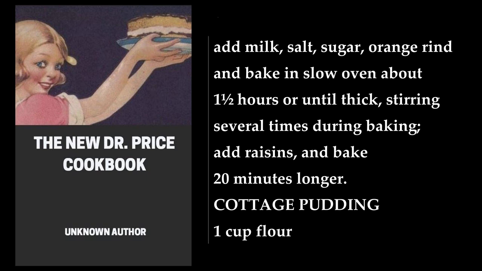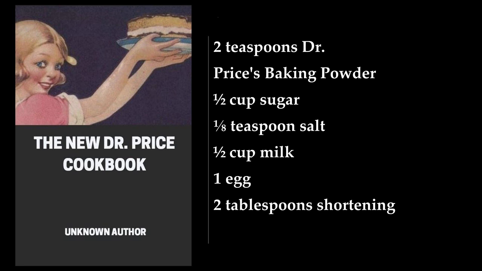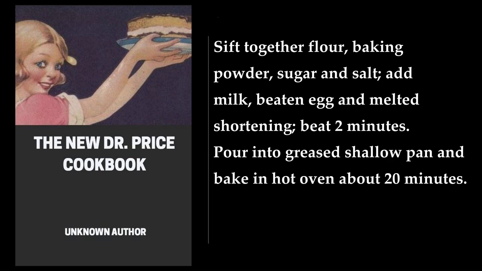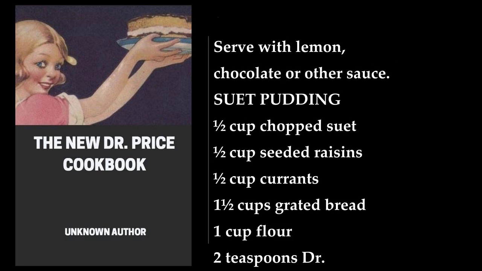Cottage pudding. 1 cup flour. 2 teaspoons Price's baking powder. 1/2 cup sugar. 1/8 teaspoon salt. 1/2 cup milk. 1 egg. 2 tablespoons shortening. Sift together flour, baking powder, sugar and salt, add milk, beaten egg and melted shortening, beat 2 minutes. Pour into greased shallow pan and bake in hot oven about 20 minutes. Serve with lemon, chocolate or other sauce.